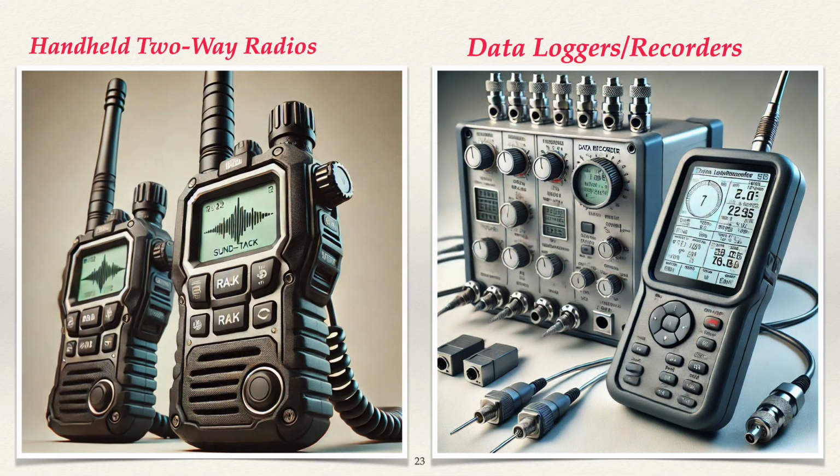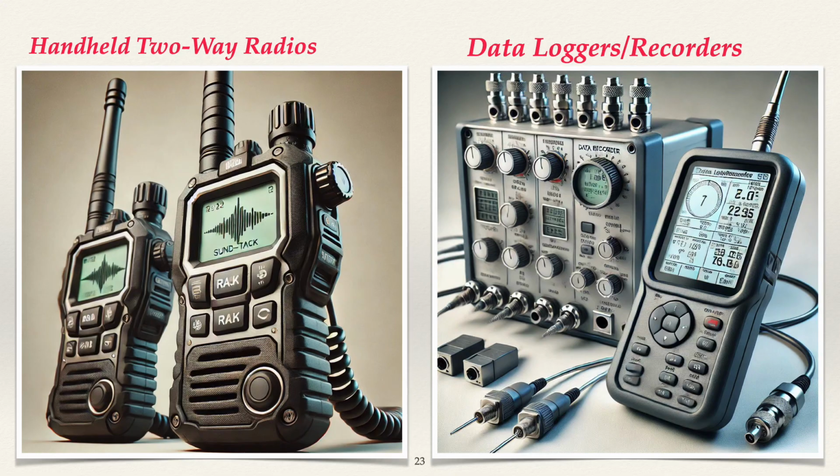Handheld two-way radios. The purpose: communication tools used by the survey team to coordinate activities in the field, especially in large or remote areas. The functions are: it enables efficient communication between team members working in different locations, and ensures accurate and coordinated measurements. It's used for field communication during survey operations.